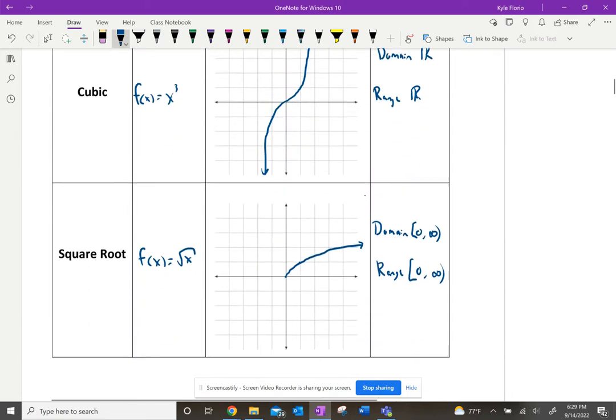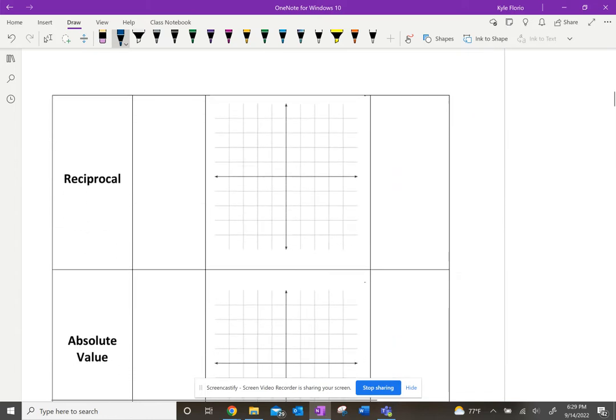And this probably looks a little bit familiar to some of you. Maybe not all these functions, but hopefully some of them. The 1 over x function, I'm going to call the reciprocal function. That one is a rational function where we get some asymptotes.